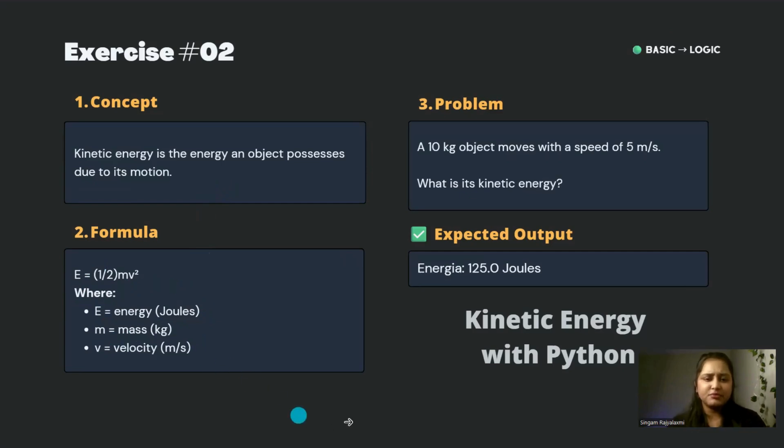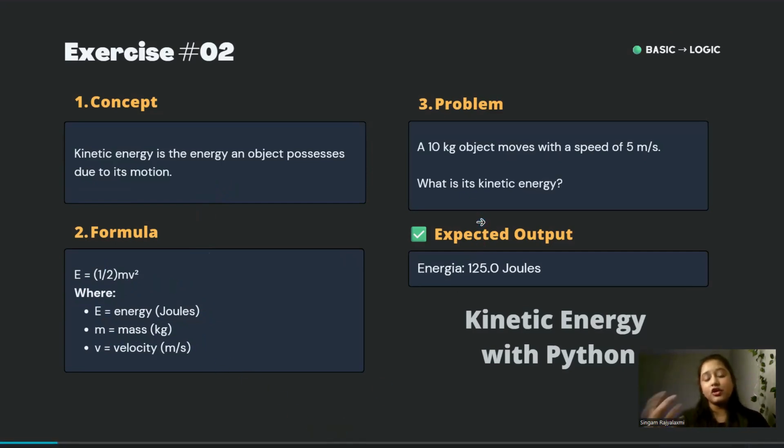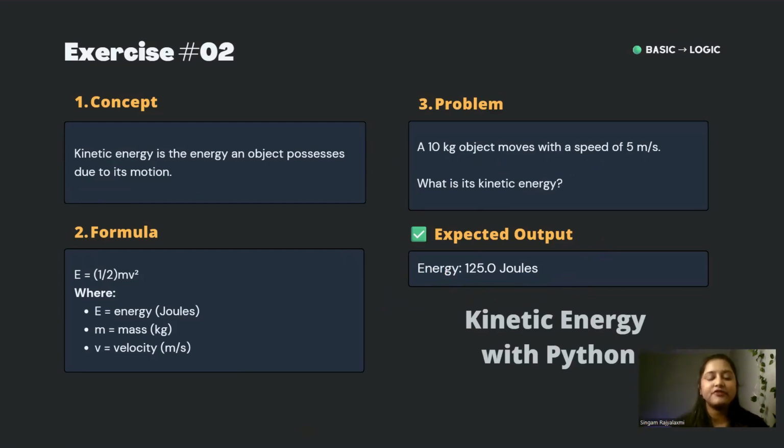Okay, so coming to the problem, here we have a 10 kg object which is moving with the speed of 5 miles per second. So we have to calculate the kinetic energy of the object which has a mass of 10 kgs and a speed of 5 miles per second. And the expected output is 125.0 joules. Obviously, the energy we calculate is 125.0 joules. Correct me here, it should be energy. I'm sorry about that, so let me correct it. The energy that we have to get is 125.0 joules. So yeah, let's work on it.